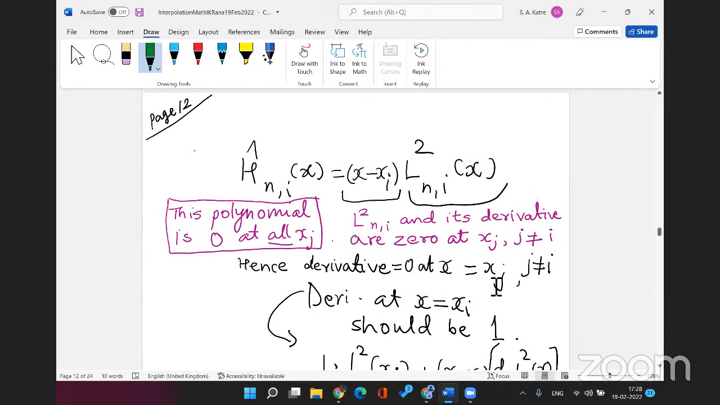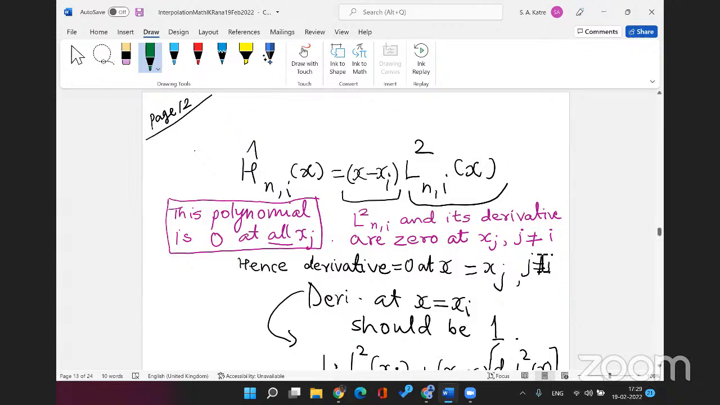Now you will see that it actually satisfies our requirements. For example, H hat should be 0 at all xi. So is it 0 at x equal to xi? Yes, because of the factor x minus xi. Is it 0 at other xj? Yes, because of the second factor, because the Lagrange polynomial Li is 0 whenever x is equal to xj, where j is not equal to i.